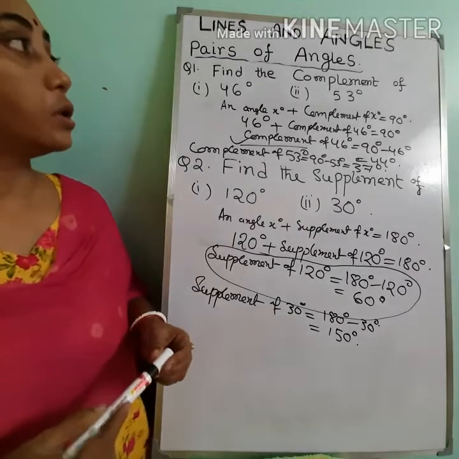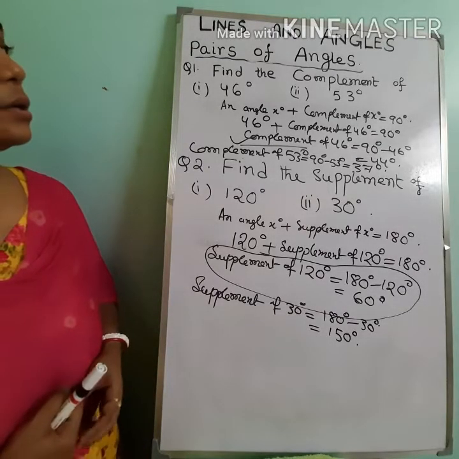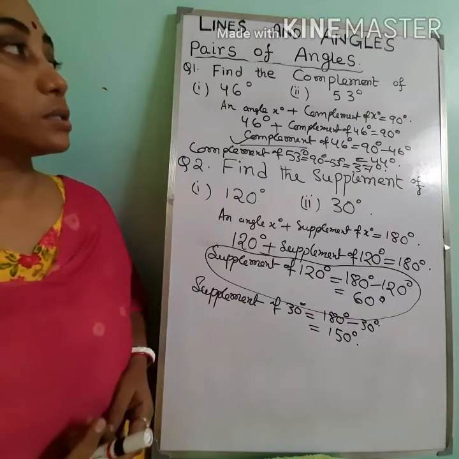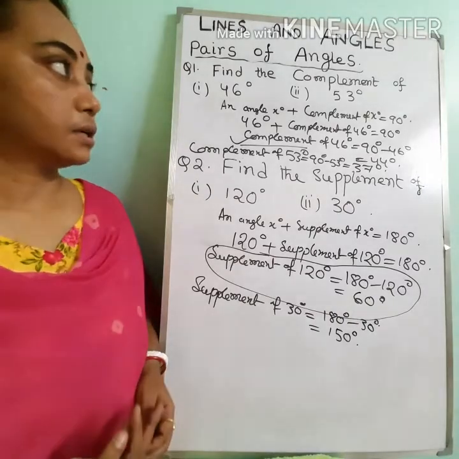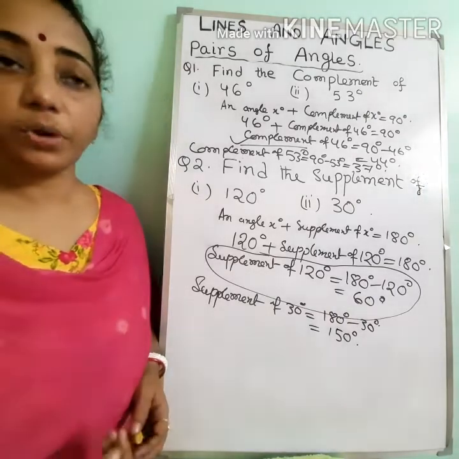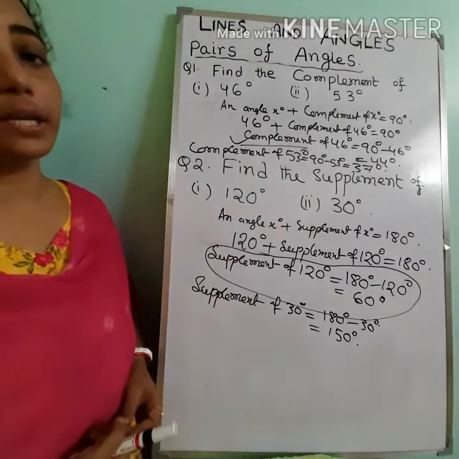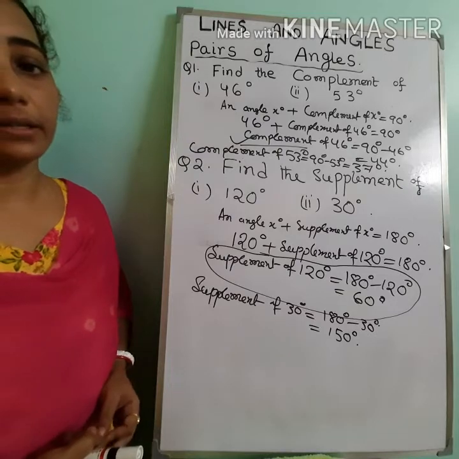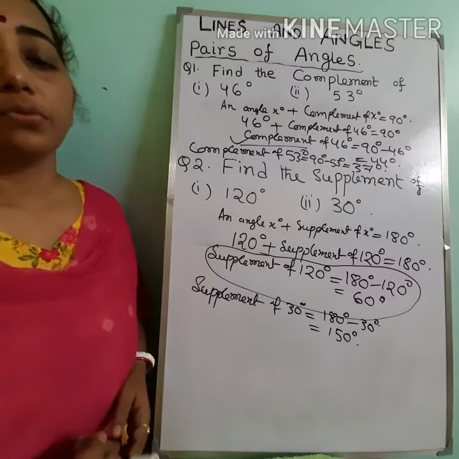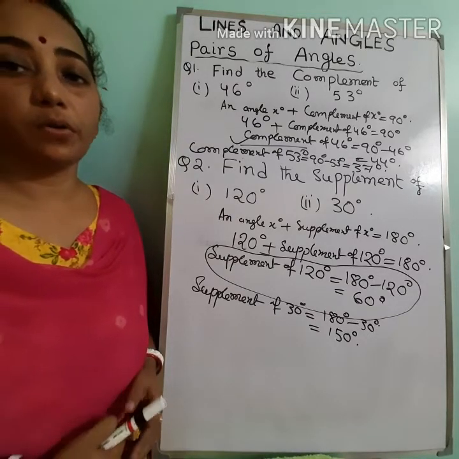I hope all of you understood these two methods, that one is complementary angles, when two angles are said to be complementary angles, and when two angles are said to be supplementary angles. In the next class we will discuss more pairs of angles.